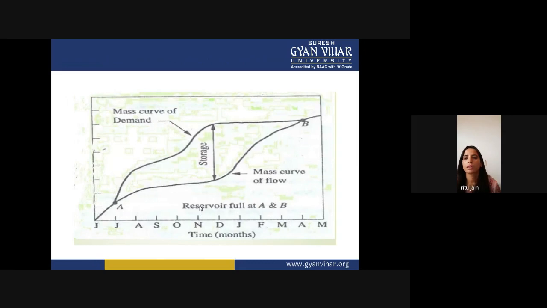In this diagram, you can see the reservoir is full at A and B. This is your mass curve of demand, and this is your mass curve of flow. How much flow you are getting and how much demand is required. So you need this much storage for your reservoir. Okay, so this is your mass curve.